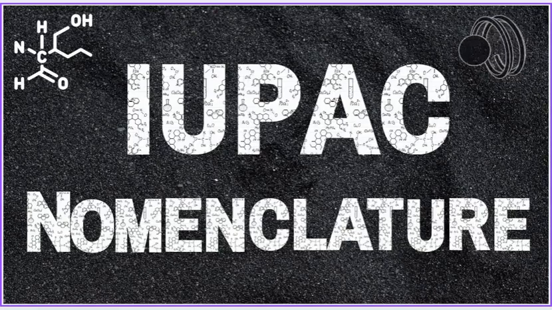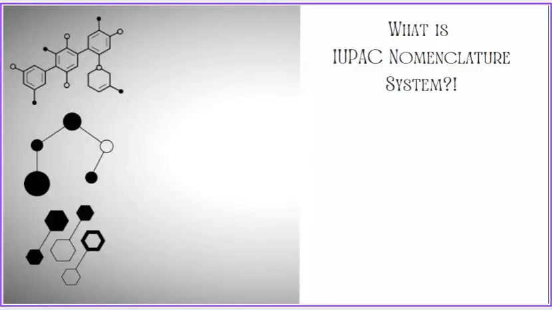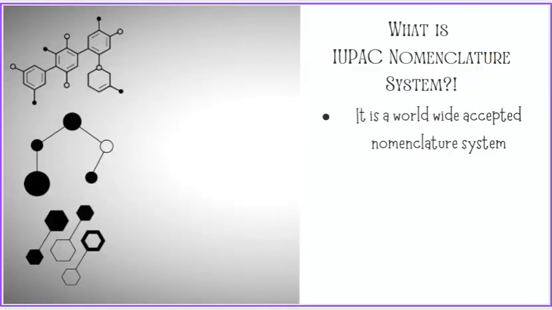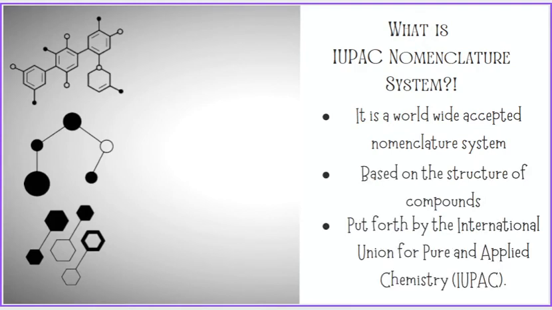Okay, so today we are going to learn about the IUPAC nomenclature system. What is IUPAC nomenclature exactly? It is a worldwide accepted nomenclature system based on the structure of the compounds, put forth by the International Union for Pure and Applied Chemistry, the full form of IUPAC.